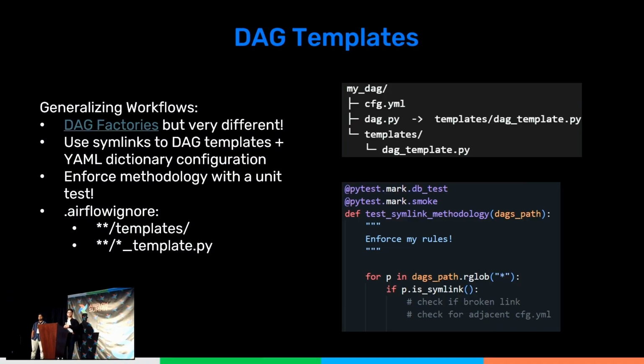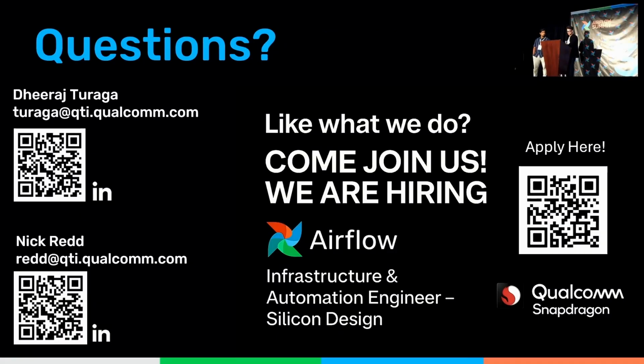Users will create a symlink that points to the DAG template, and they'll set up a YAML dictionary to configure it, and that is how the actual DAGs are stamped out by team. That's how we get designers to bring up DAGs without writing any actual code. This works for us. Obviously creating a symlink is a thing you have to do, but we do have a unit test that enforces this methodology. That is the talk.